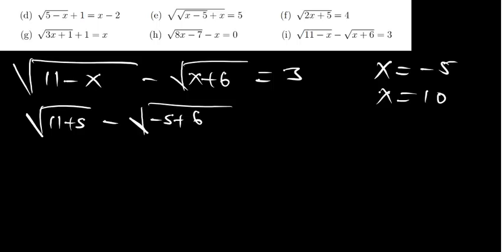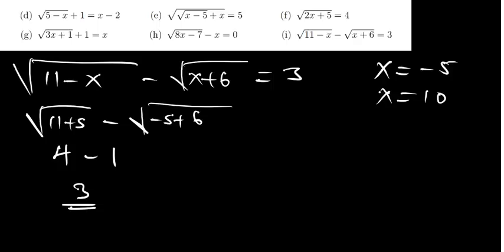What is the square root of 16? 4. Minus. Here I'm going to have negative 5 plus 6, which gives me 1. What is the square root of 1? 1. 4 minus 1 is what? 3. So indeed, x is equal to negative 5 is the solution for this equation.